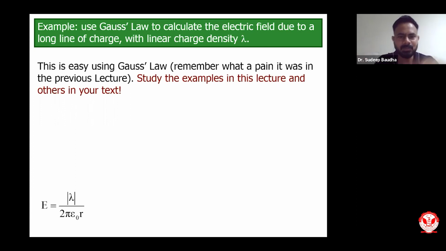But when we use Gauss law, it becomes straight away very simple. You take a Gaussian surface and then just evaluate the flux and relate it with the total charge, you will finally get the electric field.